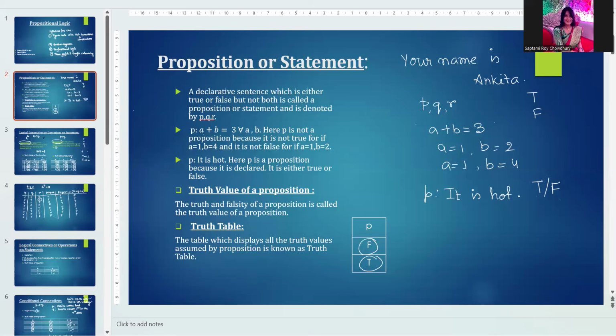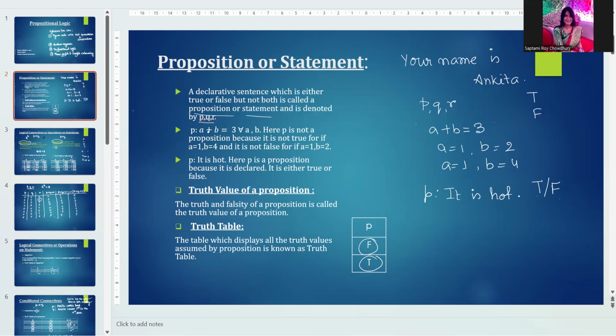Look, we are also mentioning an example which is written: your name is Ankita. Either it is true or false. This type of statement or sentence, we call it a proposition or statement, and we denote it by P, Q, and so on. Now look at this example.